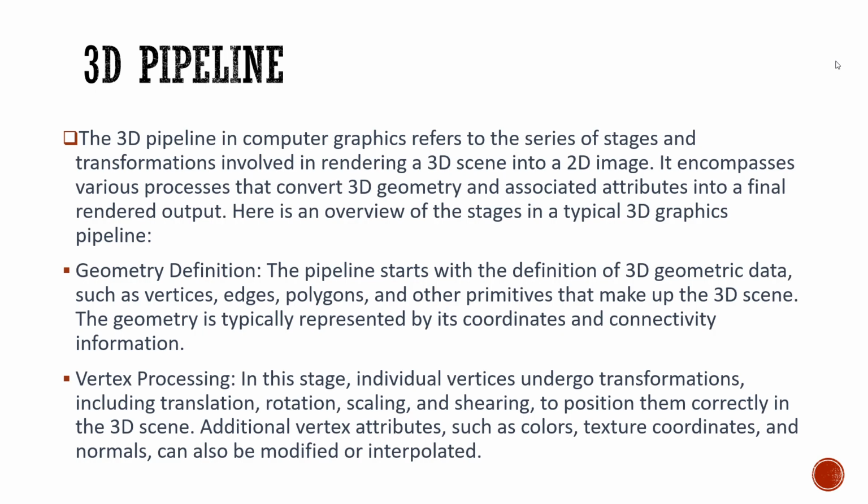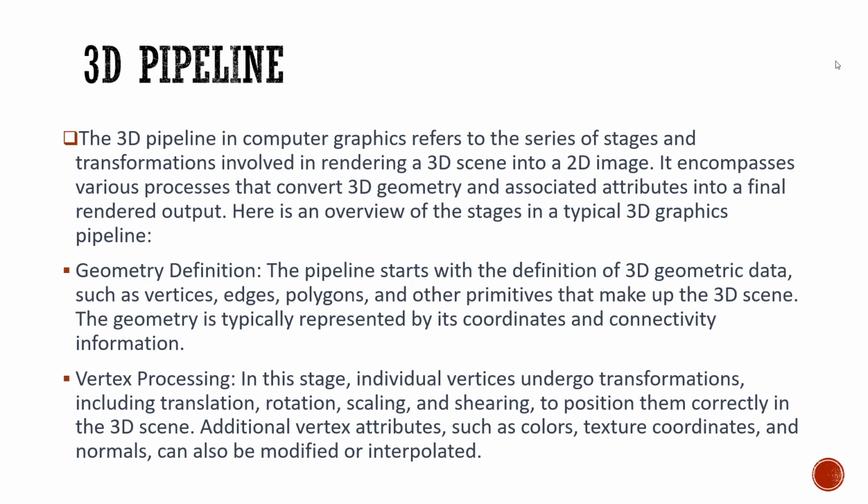First one is geometry definition. The pipeline starts with the definition of 3D geometric data such as vertices, edges, polygons, and other primitives that make up the 3D scene. The geometry is typically represented by its coordinates and connectivity information.